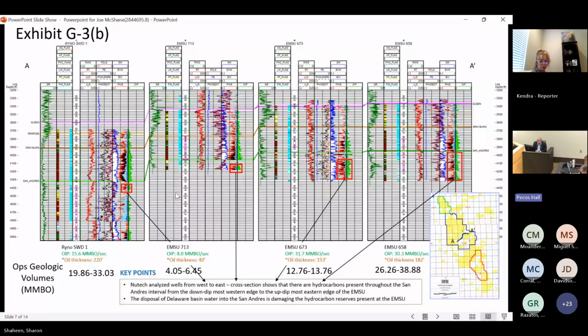What is the black indicator in the second to last track of each well? The black indicator is hydrocarbon presence, oil saturation. And what is the green indicator in the last track of each well? That is showing the calculated oil in place.